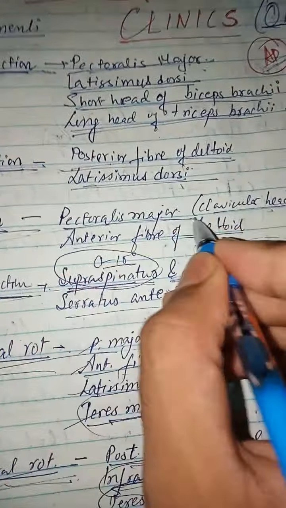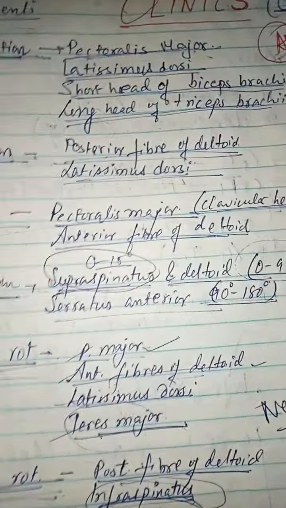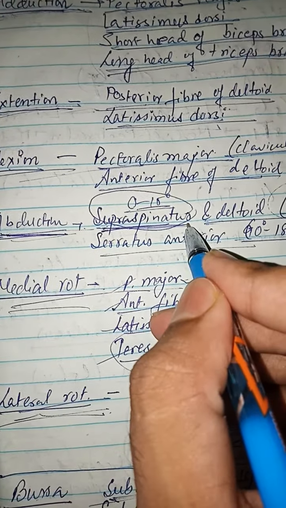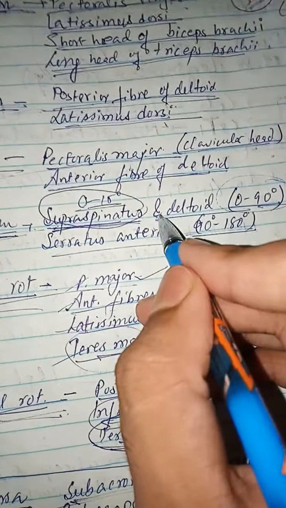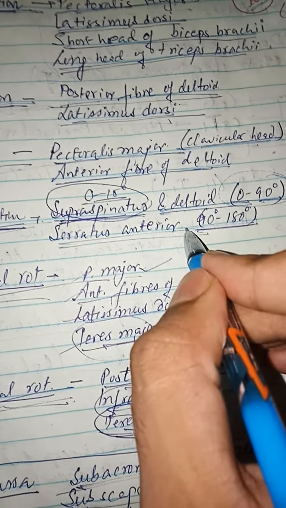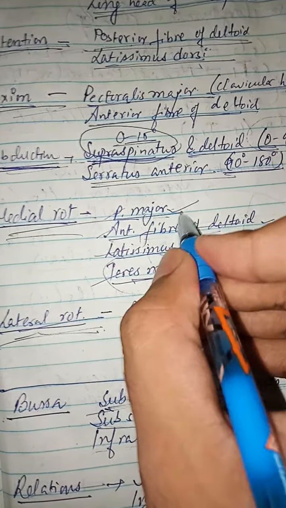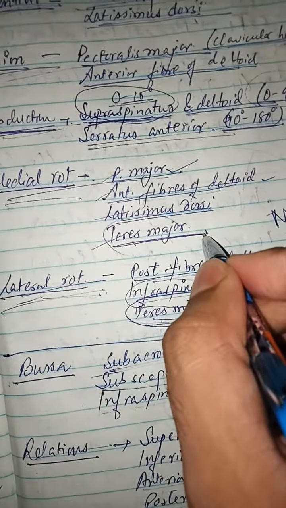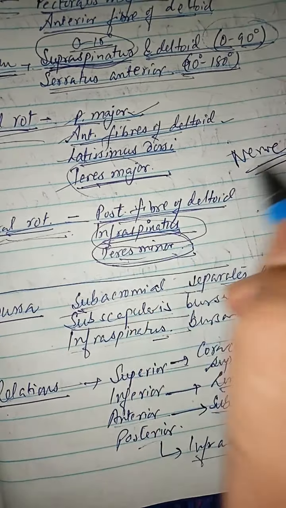Flexion is caused by pectoralis major, the clavicular head, and the anterior fiber of the deltoid. Abduction: 0 to 15 degrees by the supraspinatus muscle, 0 to 90 degrees by the deltoid muscle, and 90 to 180 degrees by serratus anterior. Medial rotation is caused by pectoralis major, the anterior fiber of the deltoid, latissimus dorsi and the teres major. Lateral rotation is caused by the posterior fiber of the deltoid, the infraspinatus and the teres minor.